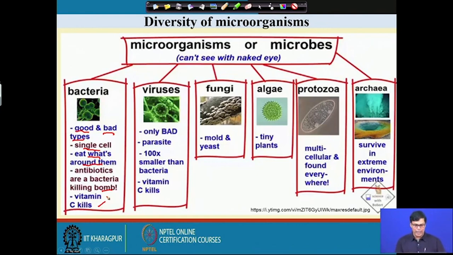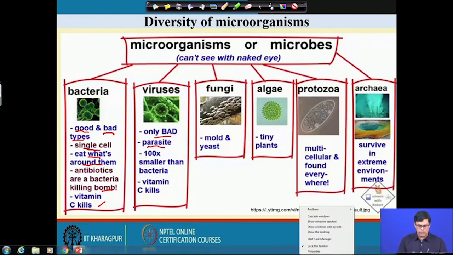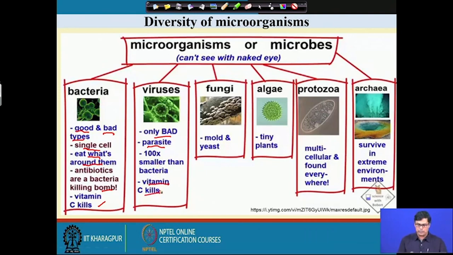Then if you come to the virus, it has little role to play in the bioproduct formation process, but it comes under the classification of microorganism. It is only bad because we don't find anything good in it. Bad means they are mostly pathogenic, they are parasites. Parasite means they grow on the host organism, and then their vitamin C kills.